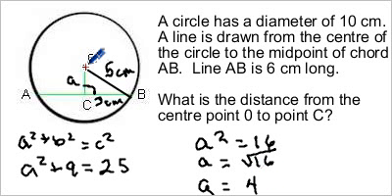So this length here, from this point to this point, is 4 centimeters. And we determined that because we remembered the Pythagorean theorem, and we were able to determine a radius from this center point to this point on the circle in order to create our right angle triangle.